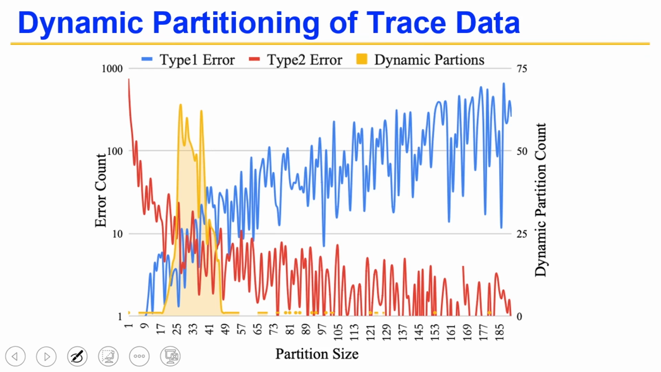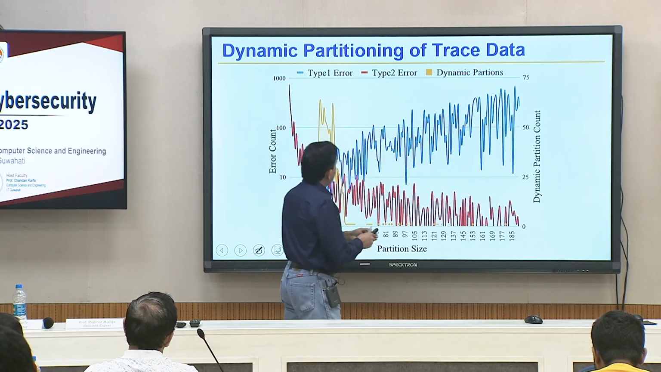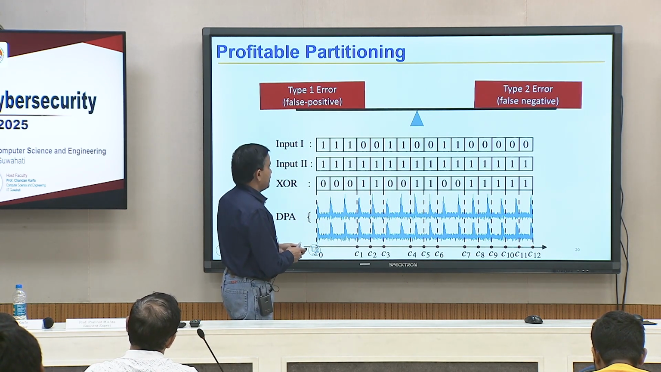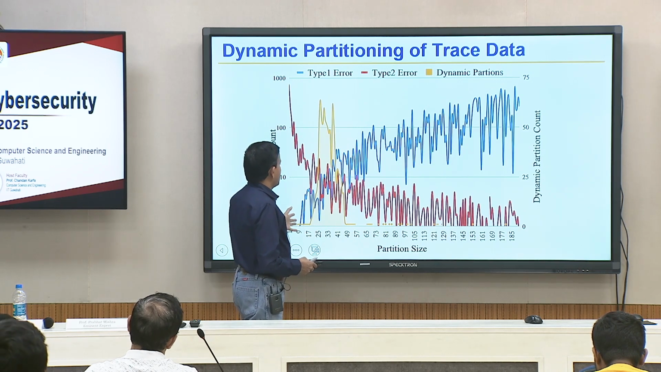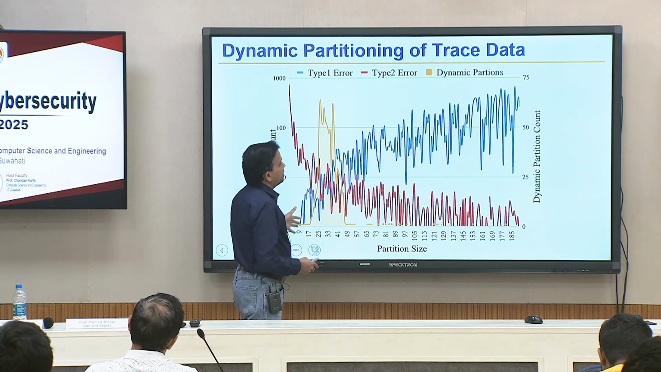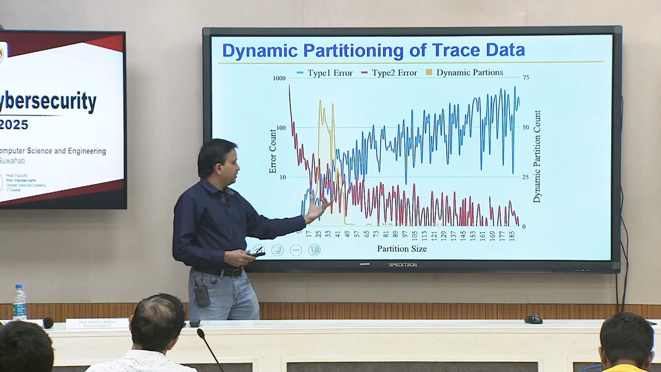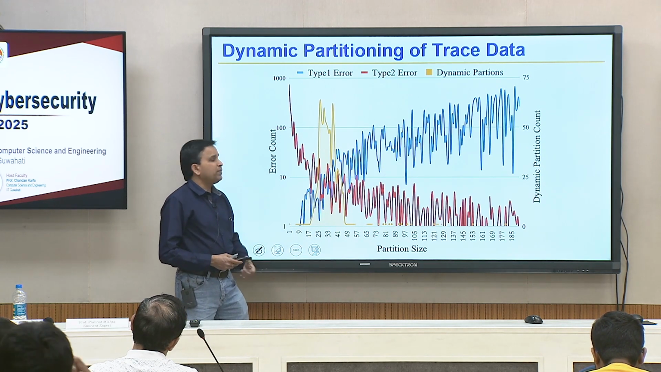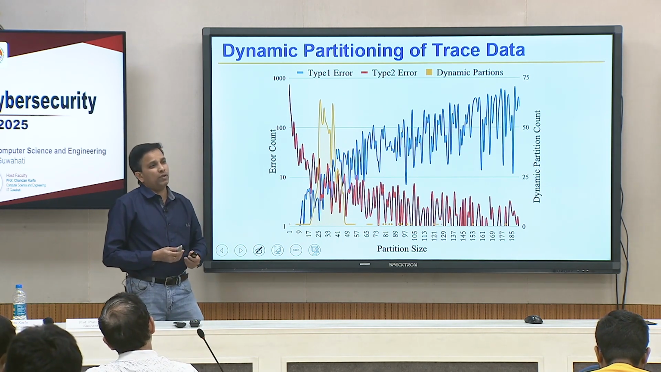If you have too many partitions, then your type 2 error is going to go down. Let me just double check: type 2 is false negative and type 1 is false positive. And if your partition is less fine, then your type 1 error goes down. Therefore, you want to find an area, marked with yellow here, where you want to perform your experiments, where both of these errors are in a controllable range.